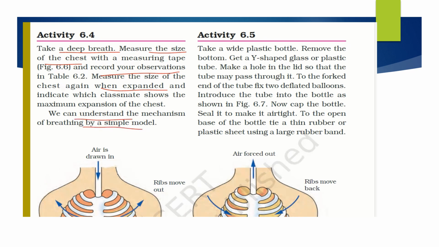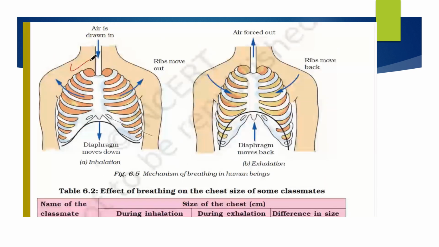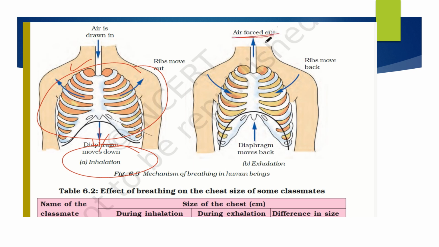So this is a simple model of the mechanism of breathing. You are going to see here, air is drawn in, the ribs move out, and the diaphragm moves down. This is inhalation. Then the air is forced out, the ribs move back to their own position, and the diaphragm moves back. This is exhalation. Just make a clear idea of what is happening. We are going to do this again with the help of a bottle, two balloons, and a rubber sheet, right? The same thing is happening in that experiment as well.